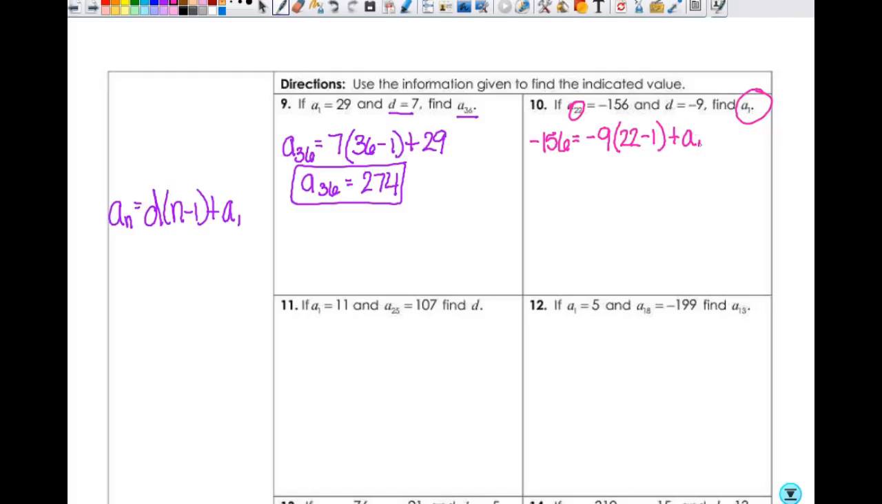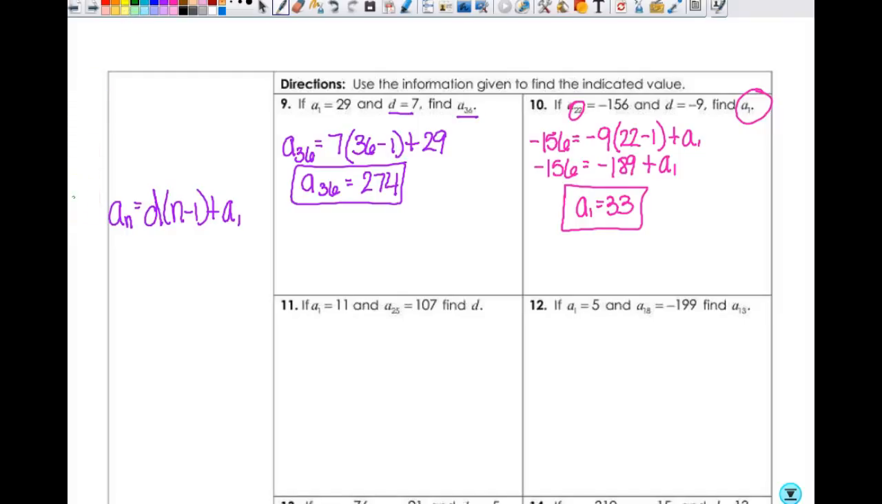Okay. So then this is negative 156 equals, well, this is going to be negative 9 times 21, which is negative 189, plus A1. So then I add 189 to both sides, and A1 is 33. So basically, you're just setting it up and finding different parts, whatever it may be asking you for.